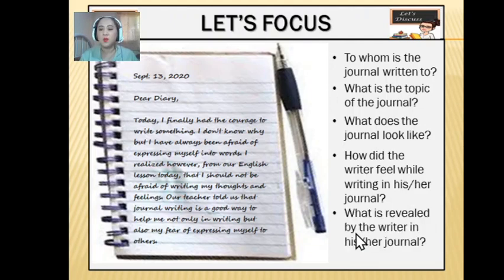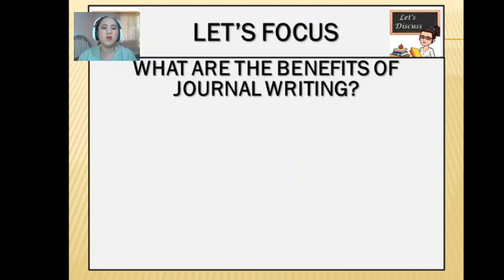And the last one, what is revealed by the writer in his or her journal? We can see that in the last sentence, it states there that journal writing is a good way to help him or her in writing and also with his fear. So the diary is actually a reflection of the lesson that they talked about, which is all about journal writing. So what are the benefits of journal writing?